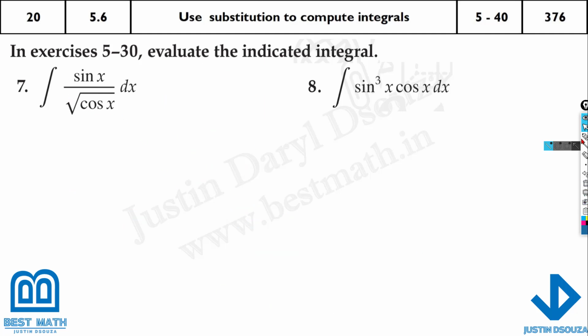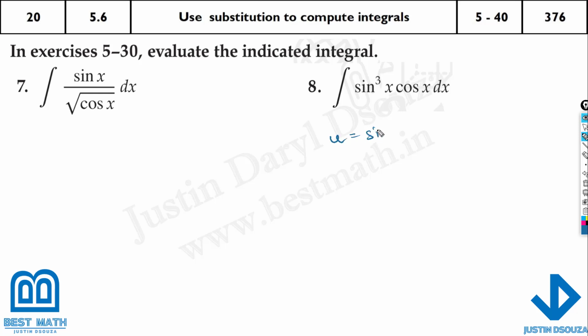Let's do the next problem here. Now, do we assume cosine as u? You can, but then there's an issue. Why? Because over here, the more complicated term is sine cubed. So here, what I can do is, if I assume sine as u, then I can write it as u cubed, right? So u cubed can be easily integrated. Let me show you how it's done.